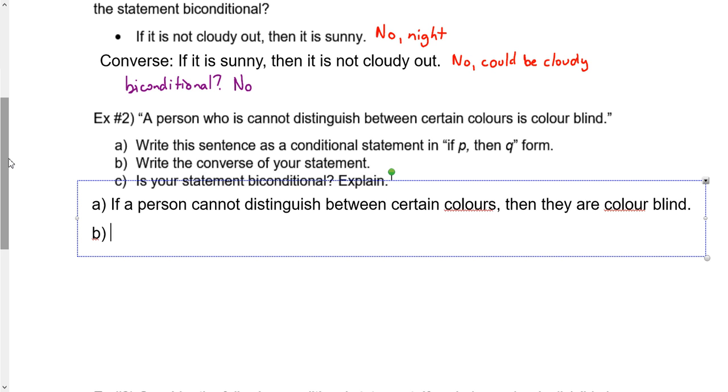For B, we can write the converse of it. So it's just switching the statements. If a person is colorblind, then they cannot distinguish between certain colors.